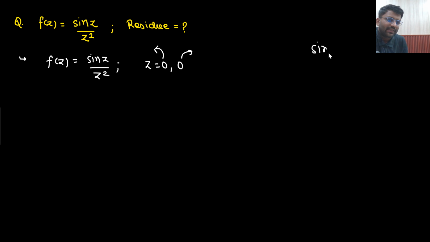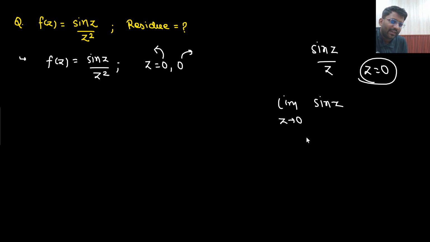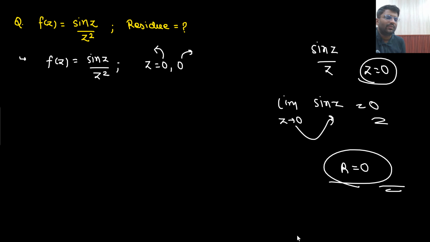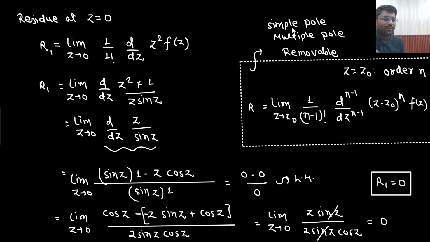We took the example of sin z by z. So z equals 0 is creating the problem. Then what we did was limit z tending to 0. If this is creating the problem, remove it and then put limit z tending to 0. What is the answer you are getting? 0. So there I said that the residue for all removable singularities is 0 only. So the method was the same, no? For the multiple pole as well, for the simple pole as well, it is the same method. n will be equal to 1 there.